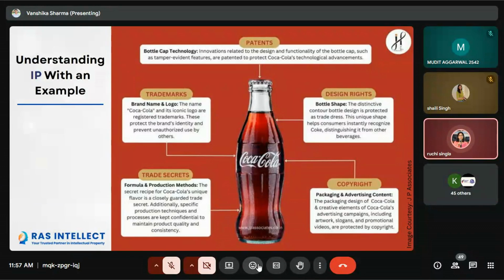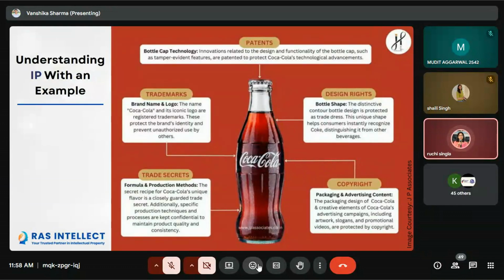So this is understanding IP with an example. The best example is the Coca-Cola bottle. If you see the bottle cap technology, it is patented. So you can see this bottle cap, this is patented, right? Next is the brand name and the logo. It is trademark. The name Coca-Cola and its iconic logo are registered trademarks. These protect the brand identity and prevent unauthorized use by others.